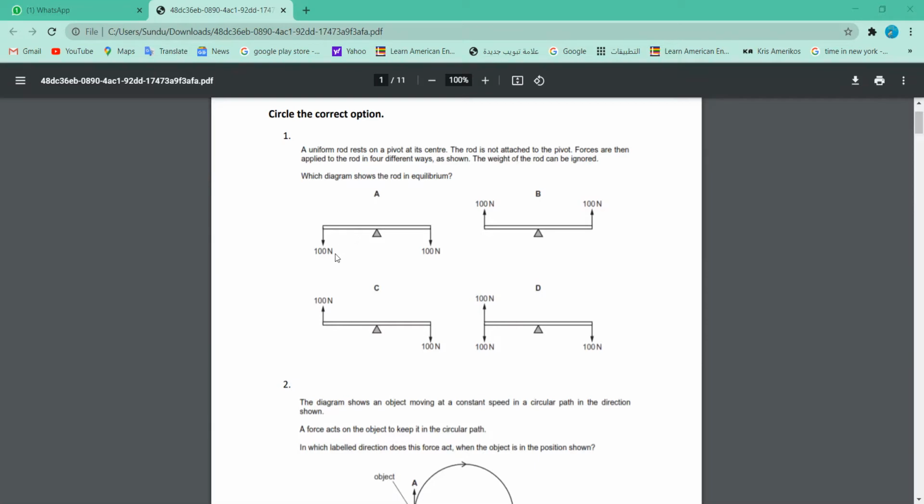How do we know that they are equal? Because number one, the forces are equal. Number two, they are equidistant. They are the same distance from the fulcrum. Now, how am I saying that the distance is the same? Not by looking.